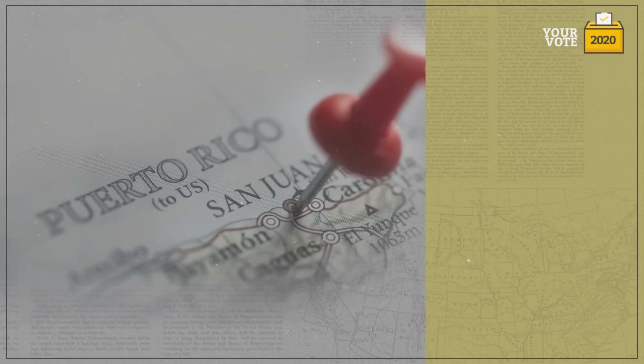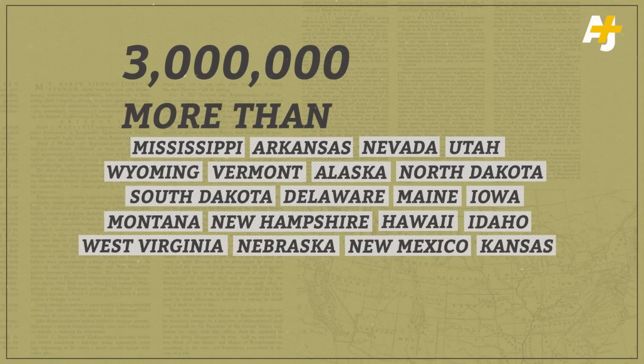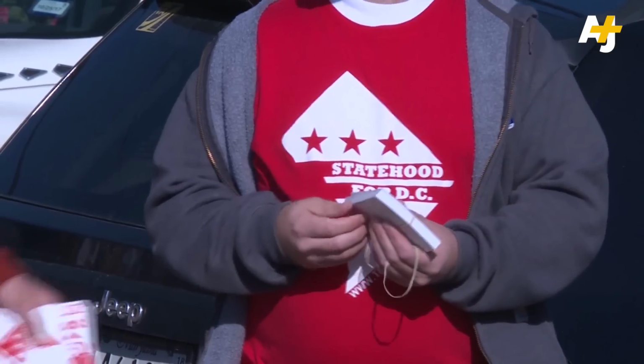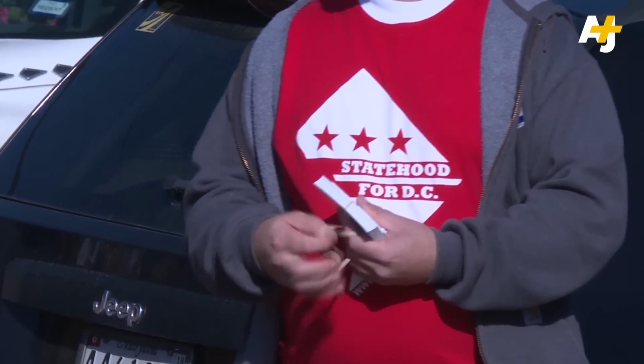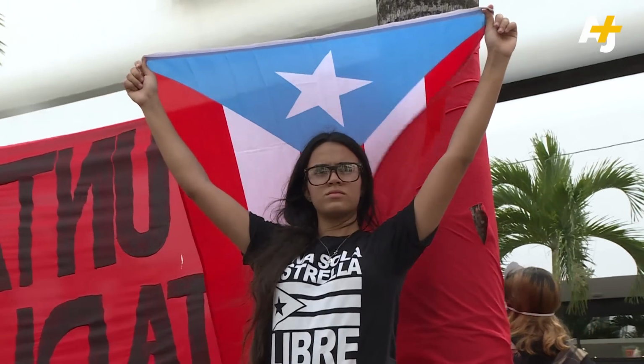Puerto Rico, meanwhile, is home to more than 3 million Americans. That's more than the population of 20 different states. But the 2 territories have not been granted statehood, meaning the total number of U.S. senators for D.C. and Puerto Rico is 0.